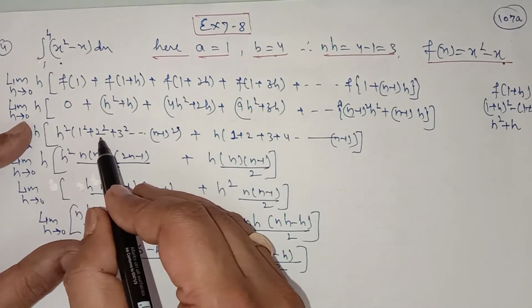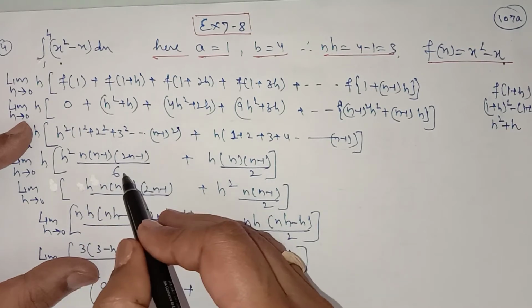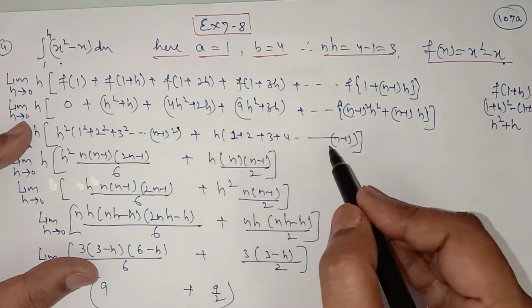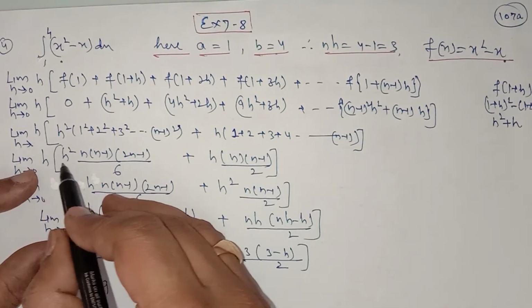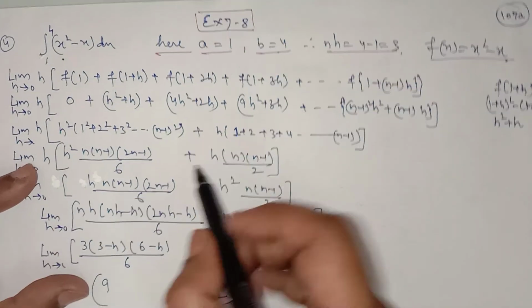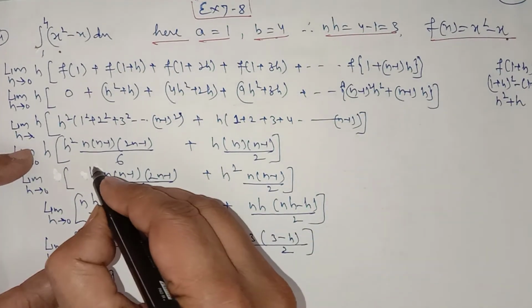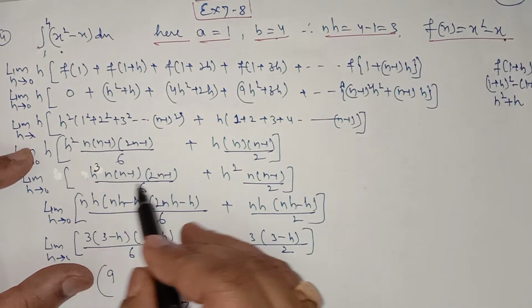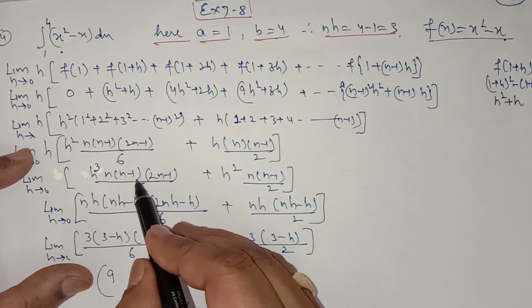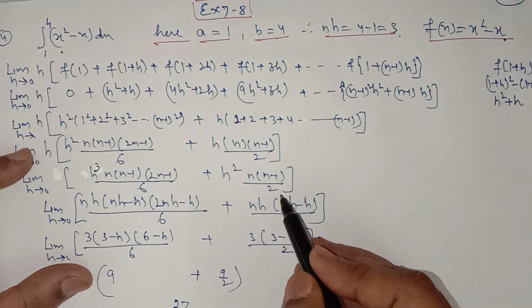Put the formula: 1 square, 2 square, 3 square up to (n minus 1) whole square is equal to (n minus 1) n (2n minus 1) upon 6, and 1 plus 2 plus 3 up to n minus 1 will be (n minus 1) n upon 2. Multiply this with h, it will be h cube and h square, because we have h cube here. So 1 h will be used with each bracket: nh minus h, 2nh minus h, and nh minus h upon 2.